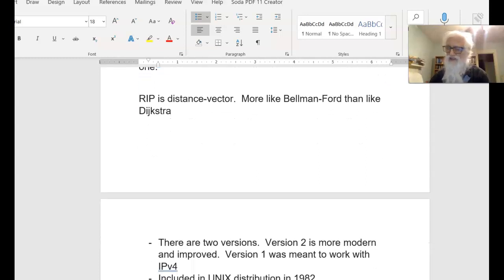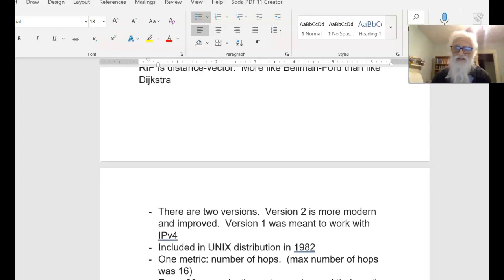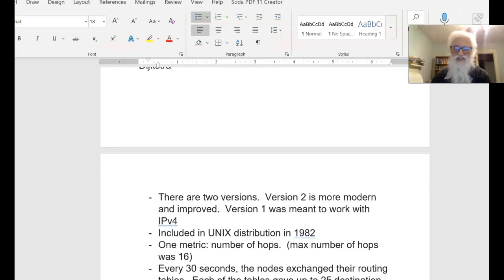There are two versions. Version 2 is more modern. Version 1 was meant to work with IPv4. It came out with Unix in 1982. It has a very simple metric, the number of hops. So how many routers you're going to go through. And it basically says if we're getting above 16 hops, we're at infinity. That's too many. There should be no path. That's the shortest path is that long.